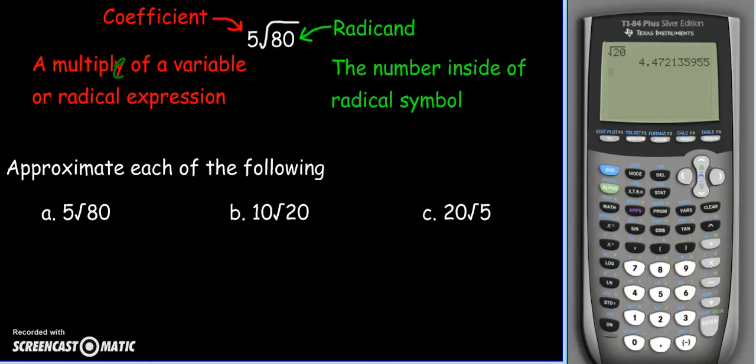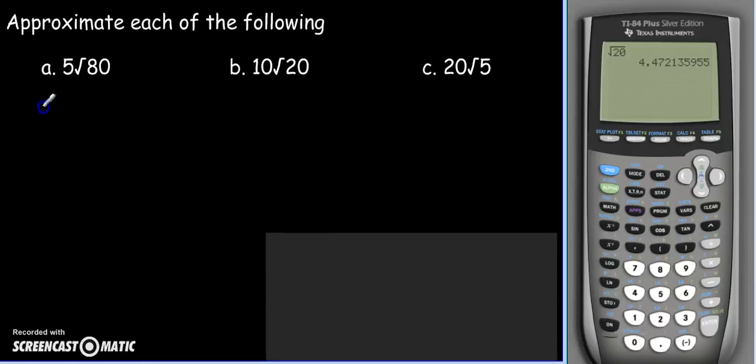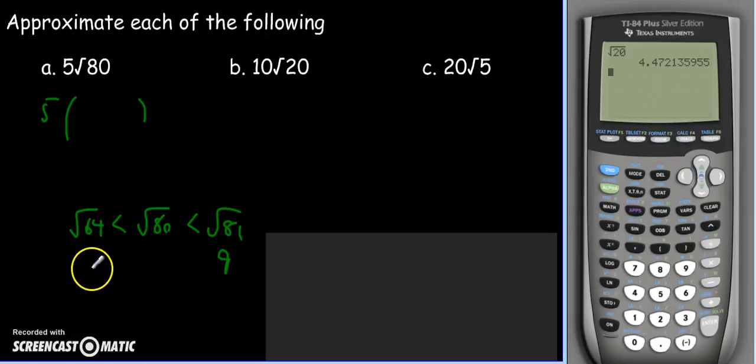Alright, so let's approximate each of these. So this is 5 times what value? What is radical 80? Well, based on what we did before, radical 80 is close. It's a little less than radical 81, which is 9. And the next radical is radical 64, which is 8. So it should be something like 8.9. Let's use a calculator.